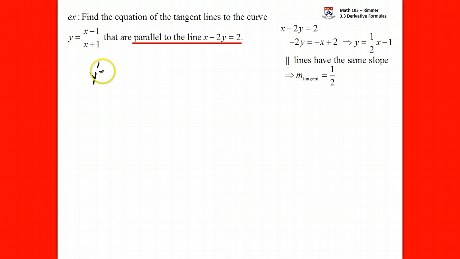So the derivative is: take the denominator and square it. Take the denominator and bring it up to the numerator, then multiply it by the derivative of the numerator. What is x minus 1's derivative? Just a 1. It's mx plus b, and just the coefficient on x is the derivative. Put a minus sign, reverse that process, leave the numerator alone, and multiply by the derivative of the denominator, which is also 1.